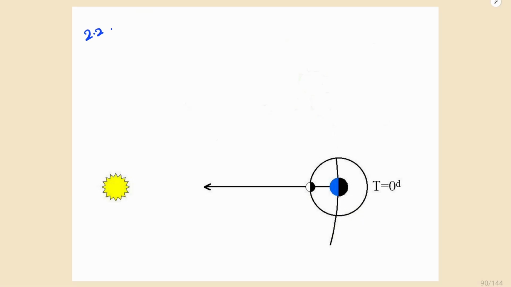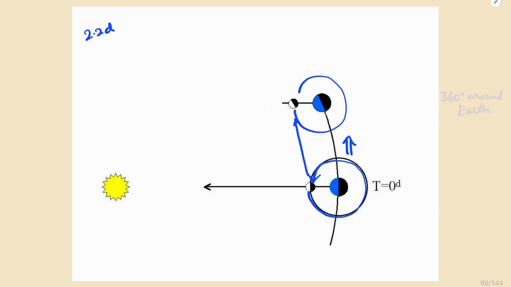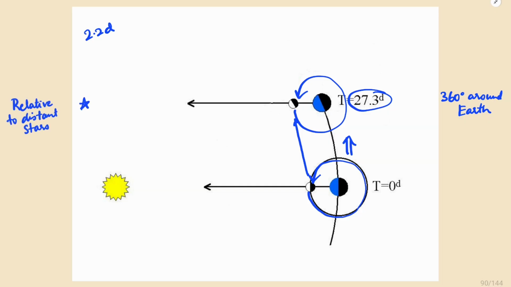The extra 2.2 days in the lunar phase cycle occur because as the Moon revolves around the Earth, the Earth is also moving forward in its orbit around the Sun. The Moon completes 360 degrees around the Earth in 27.3 days relative to distant stars, which is called a sidereal month.